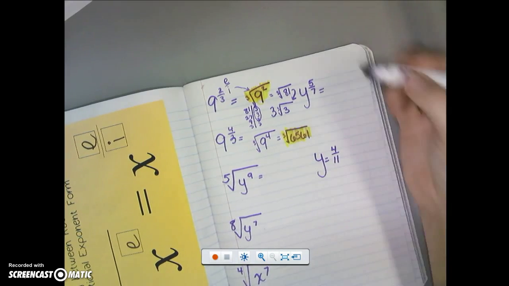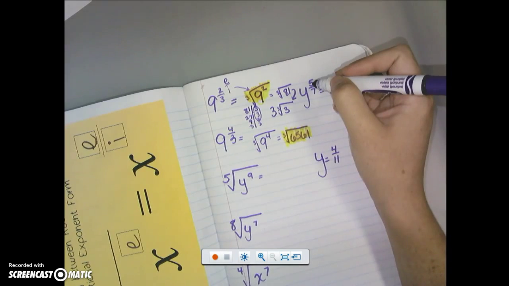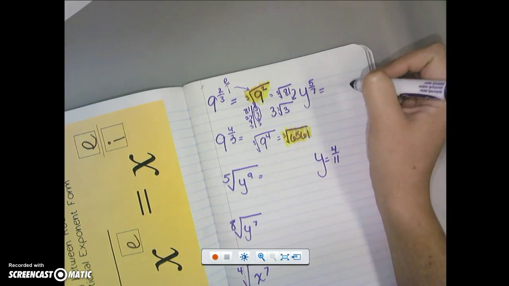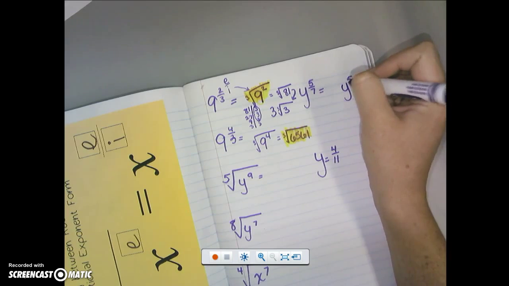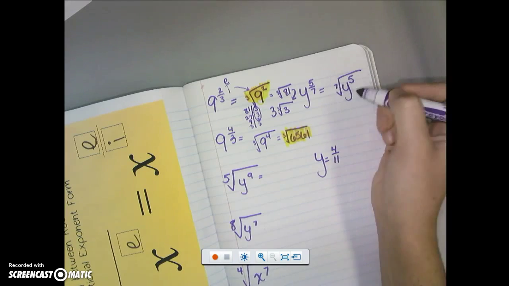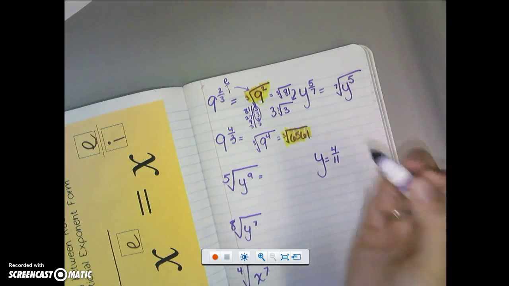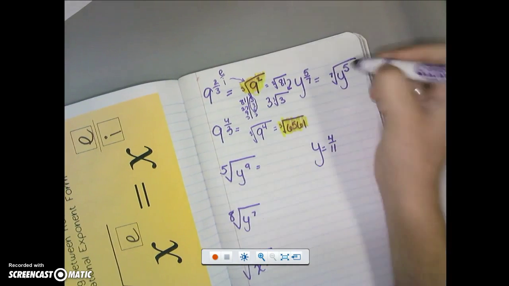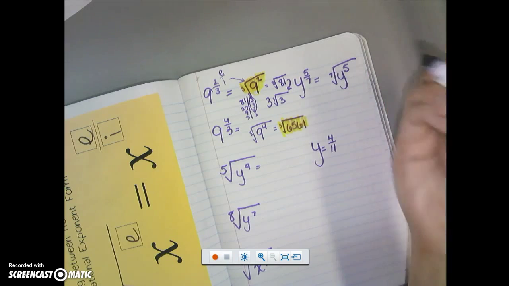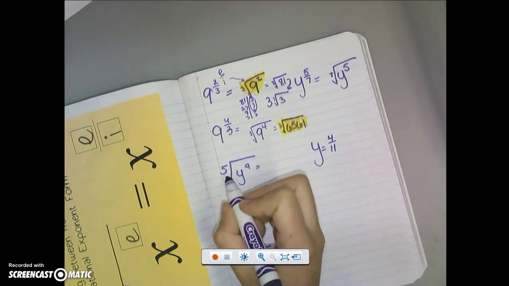All right, so y to the 5/7. So remember our exponent is going to be y to the 5th, and this is going to be to the 7th root. And since we don't know what y is, we can't simplify it. All right, well, we could simplify it if we wanted to. There's not 7 groups of 5, so that's as simplified as it goes. All right, next up.